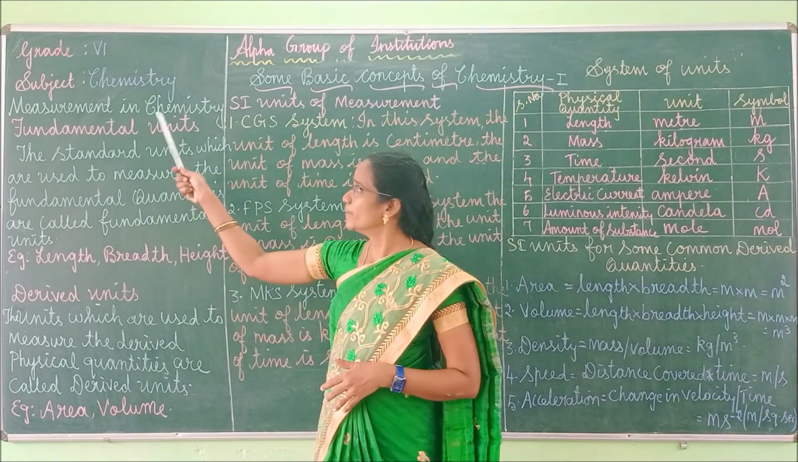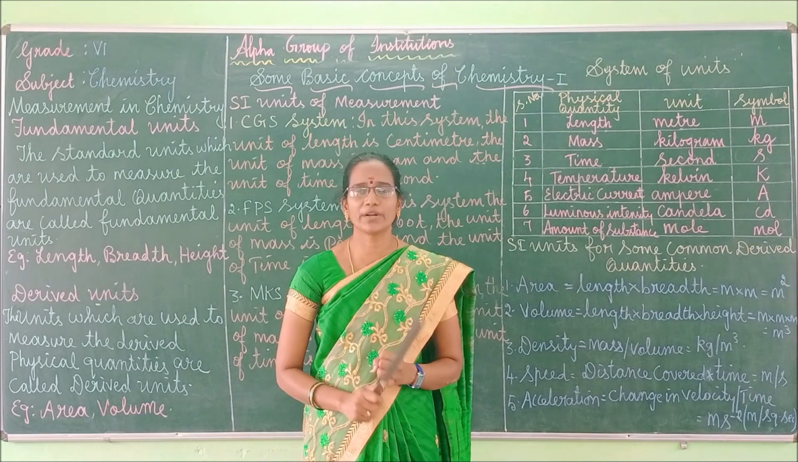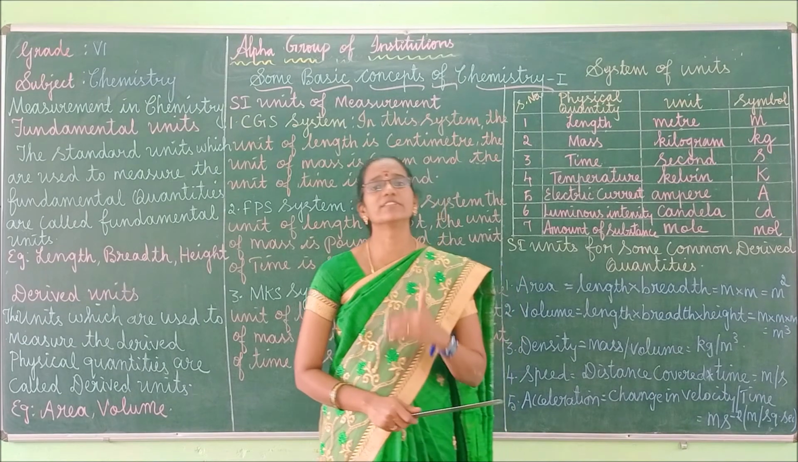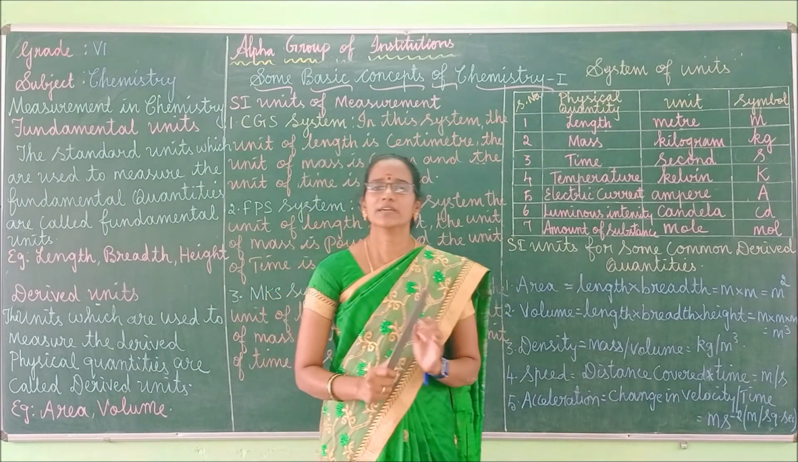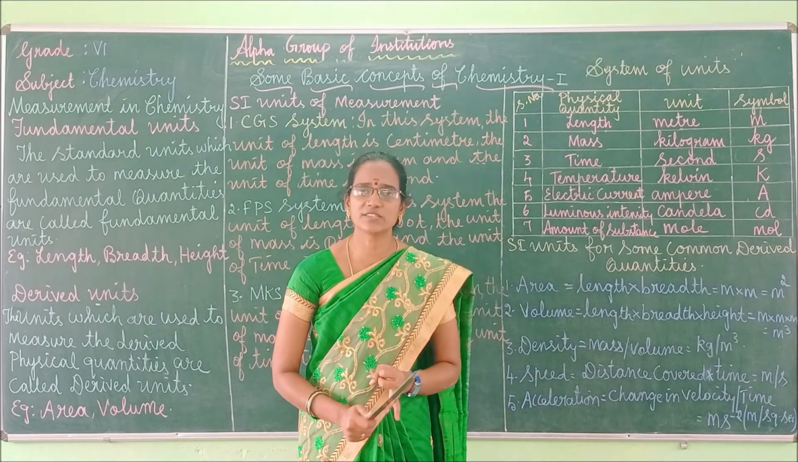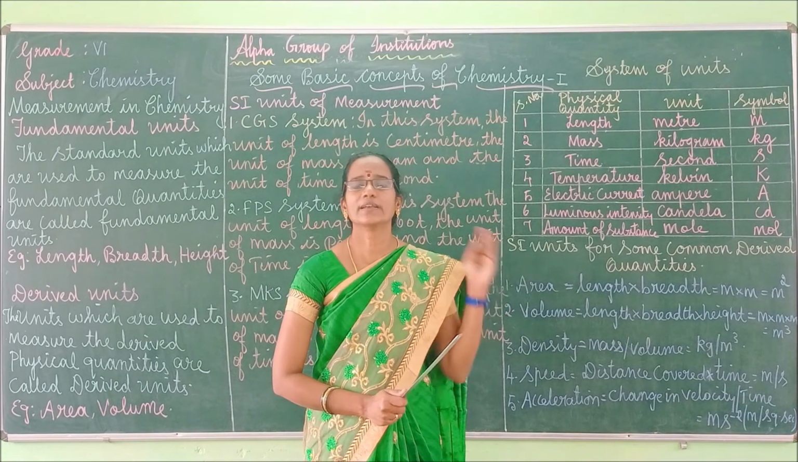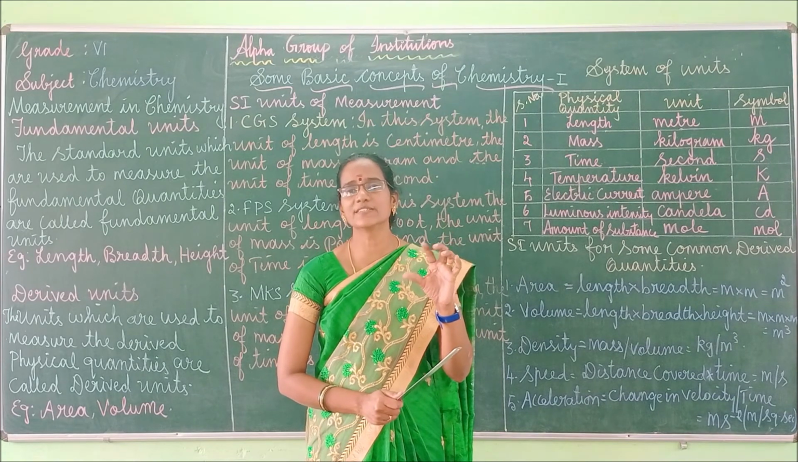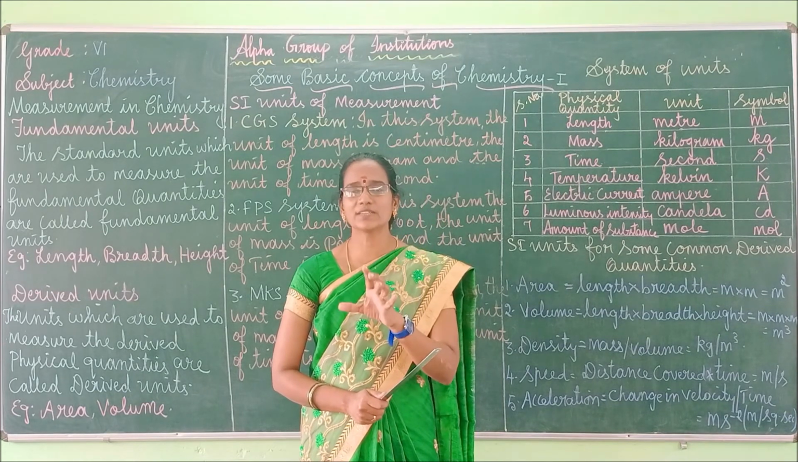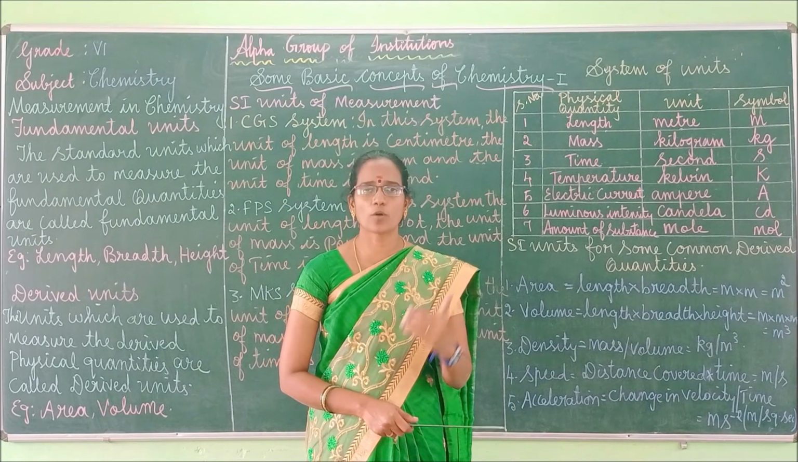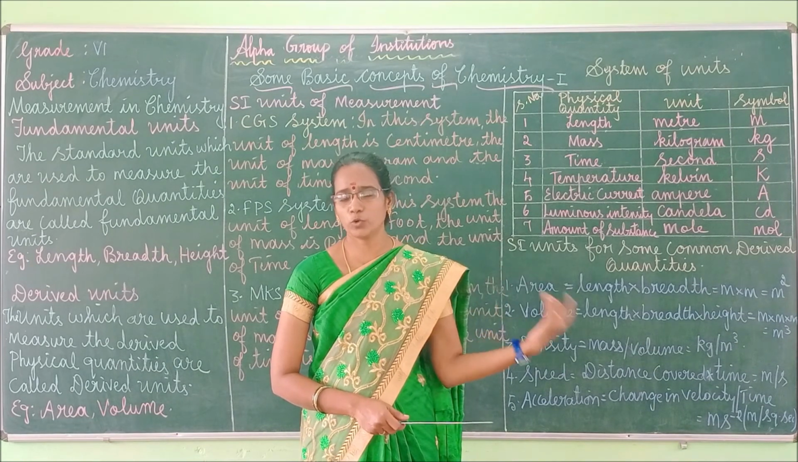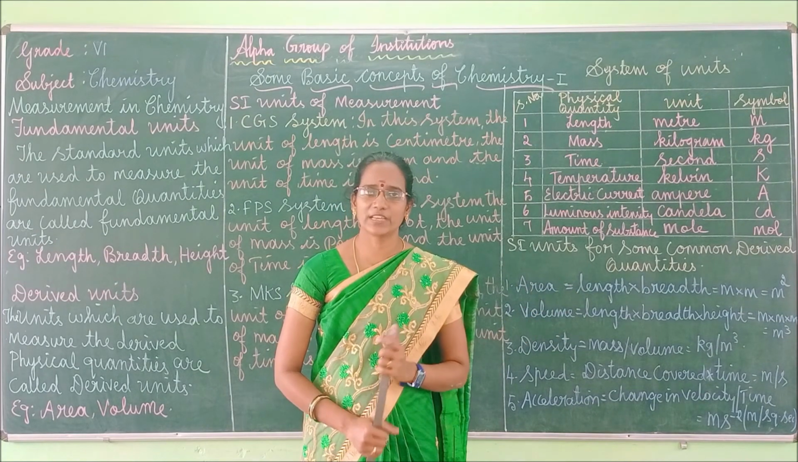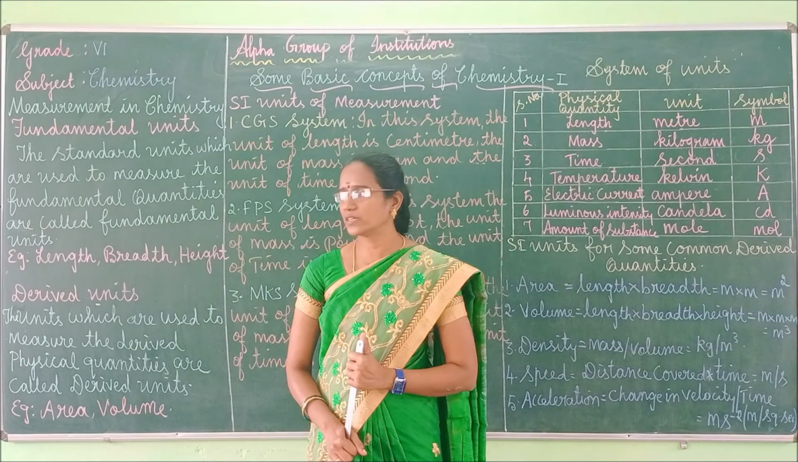Next we discussed the measurement in chemistry, in that fundamental units, derived units, followed by the SI system of units or international system of units. In that, FPS system, CGS system, MKS system, and then the system international of units, that is, what the physical quantities are, its unit as well as symbol, followed by some common derived units. Okay, common derived units. So these things are very important, children.